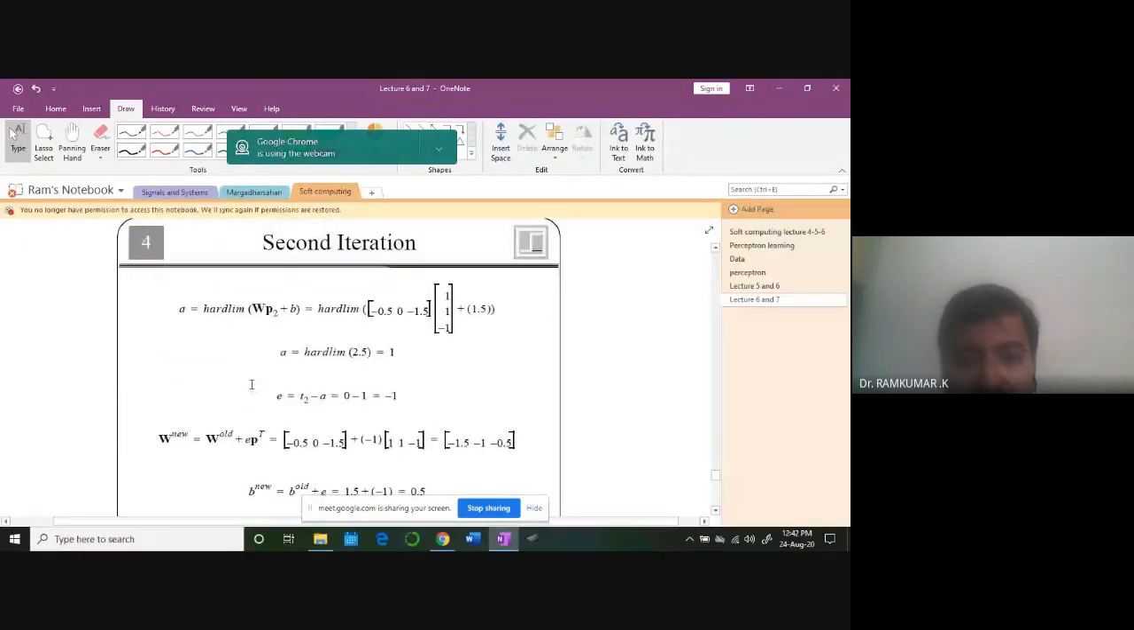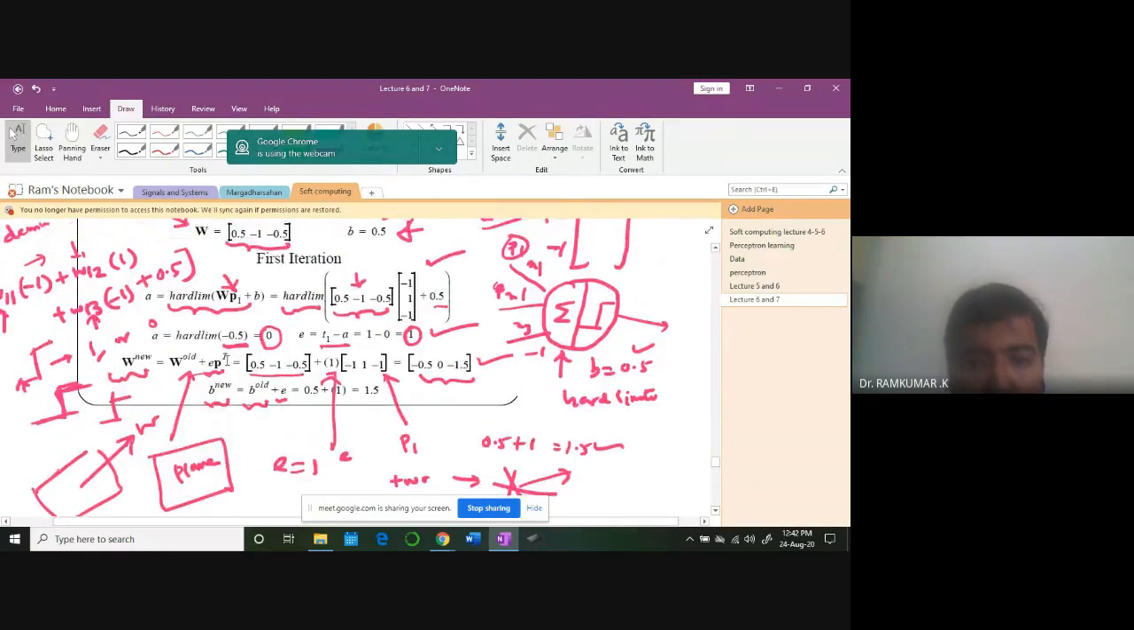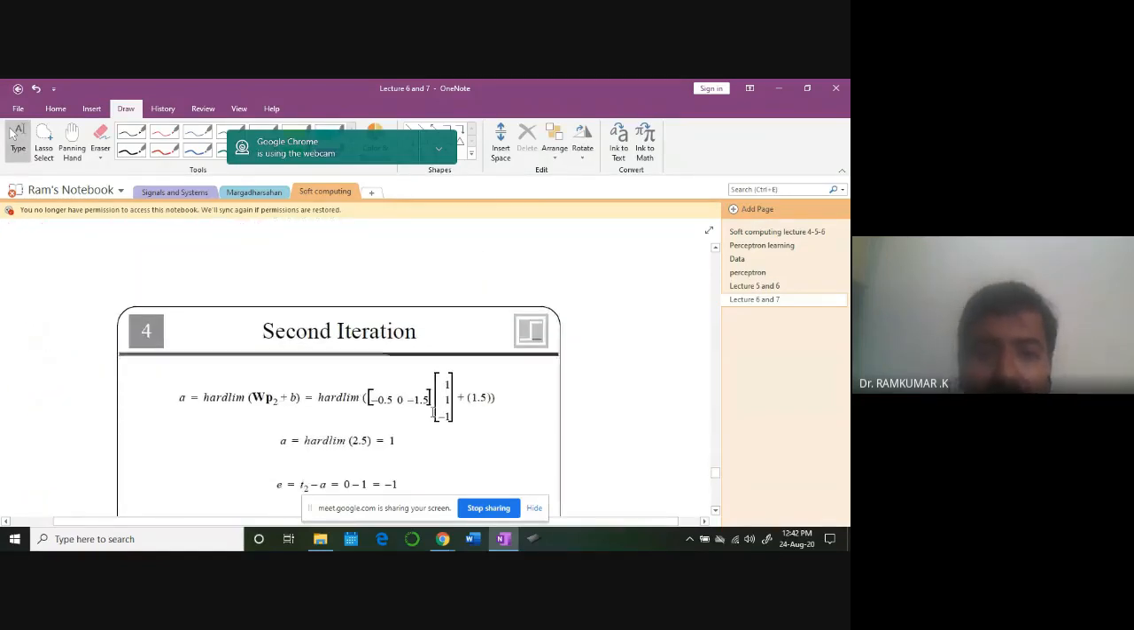Now you apply the second pattern. For the given updated weight, do you understand the problem now? For the updated weight, you are applying the second pattern, P2.